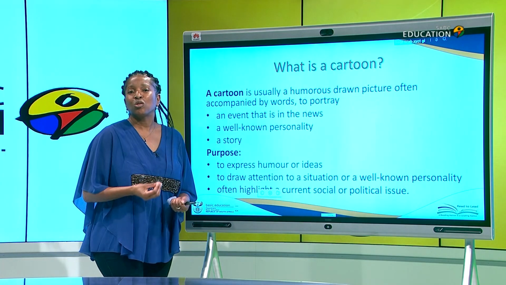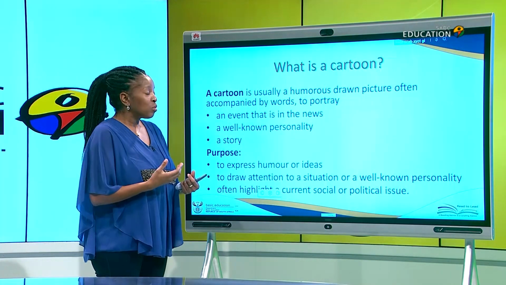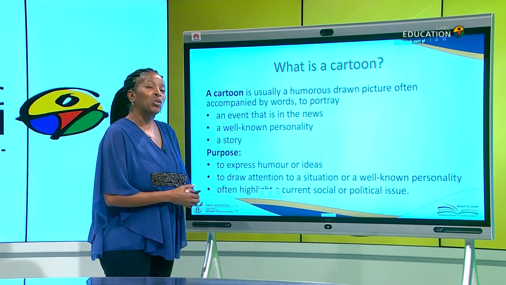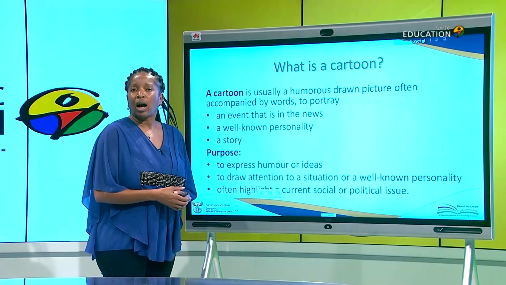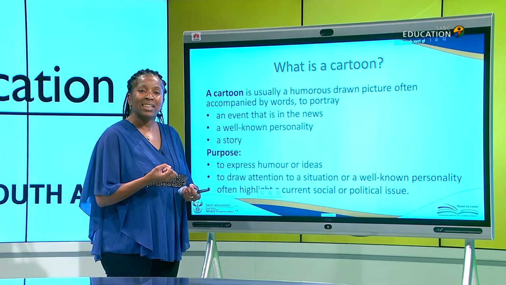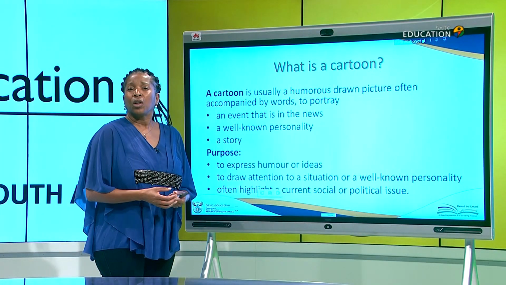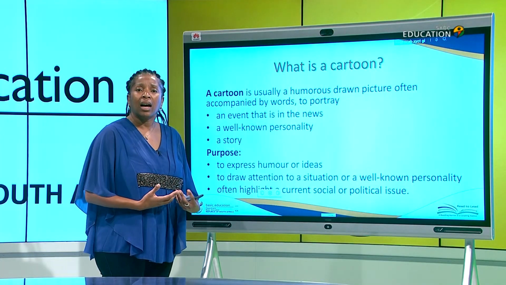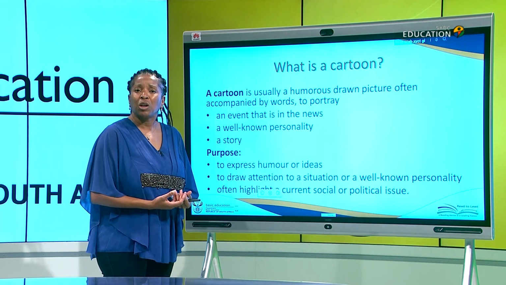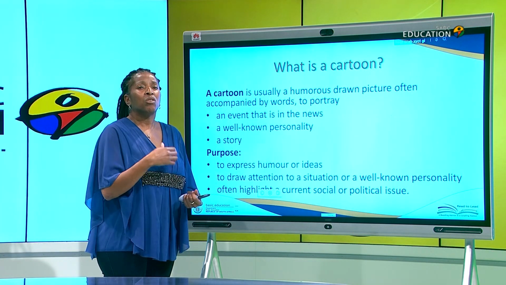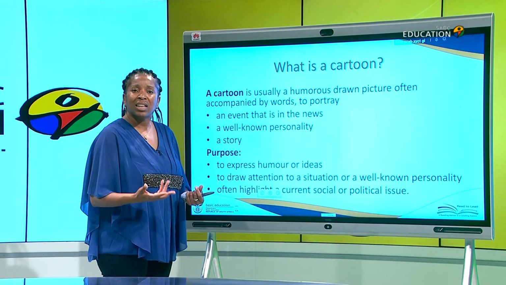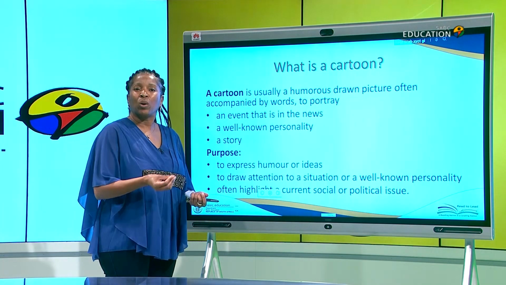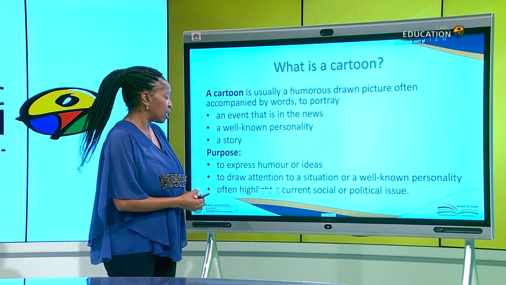There is a purpose to drawing cartoons. A purpose most usually known for cartoons is to make us laugh. So they are humorous. They also are drawn to draw attention to certain events they want us to know about. For example, let's say what is happening in our country right now. They could draw a picture of Zweli Mkhize. They could draw a cartoon of Angie Motshekga, because this is a well-known personality, or it is a situation or an event that is taking place in our country.